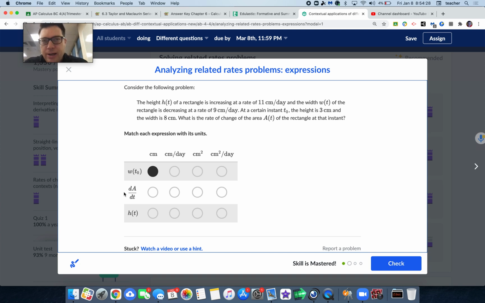Since area is a centimeter squared problem and t sub 0 is measured in days, we are looking at centimeters squared per day. Height, h(t), specifically is the height, and it's measured in centimeters. So I'm going to choose those values: centimeters, centimeters squared per day, and centimeters as my units of measurement. See if I'm right.